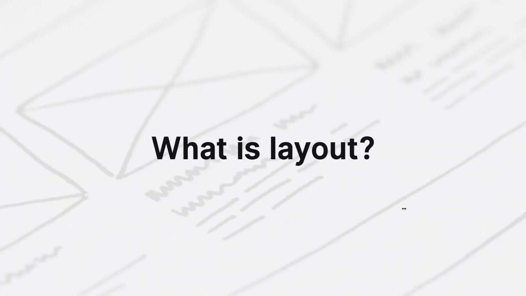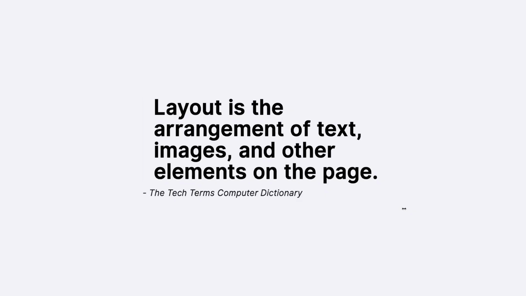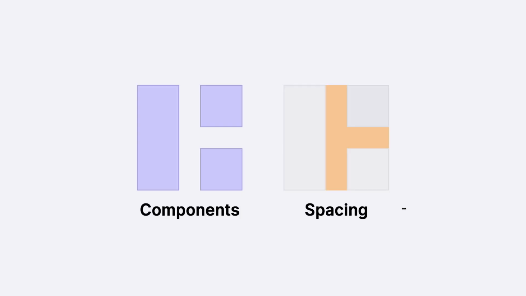Let's start from just defining what layout is. According to the definition, layout is the arrangement of different elements on the page. But we can also put a more practical definition, which would say that a layout is a combination of components and the spacing that defines the relation between those components. So let's analyze these two things in more detail.